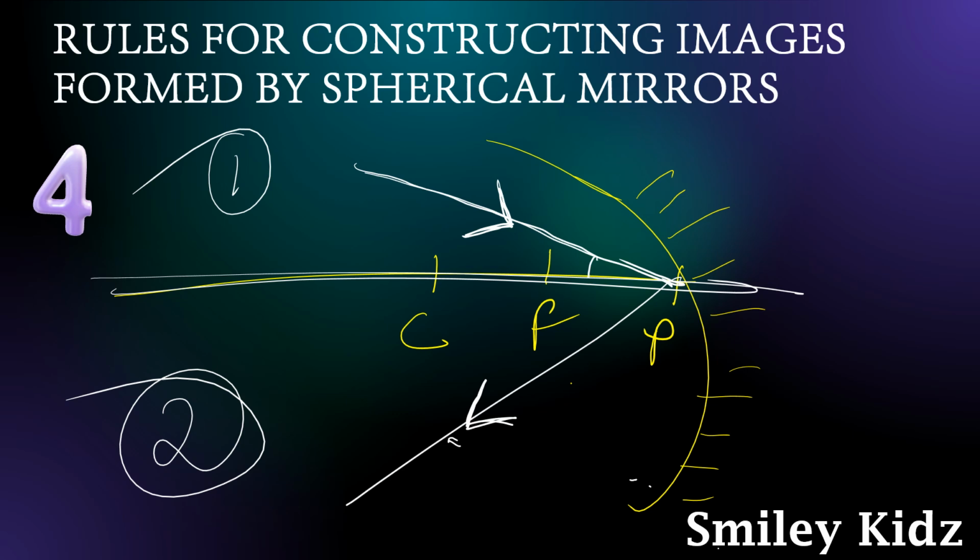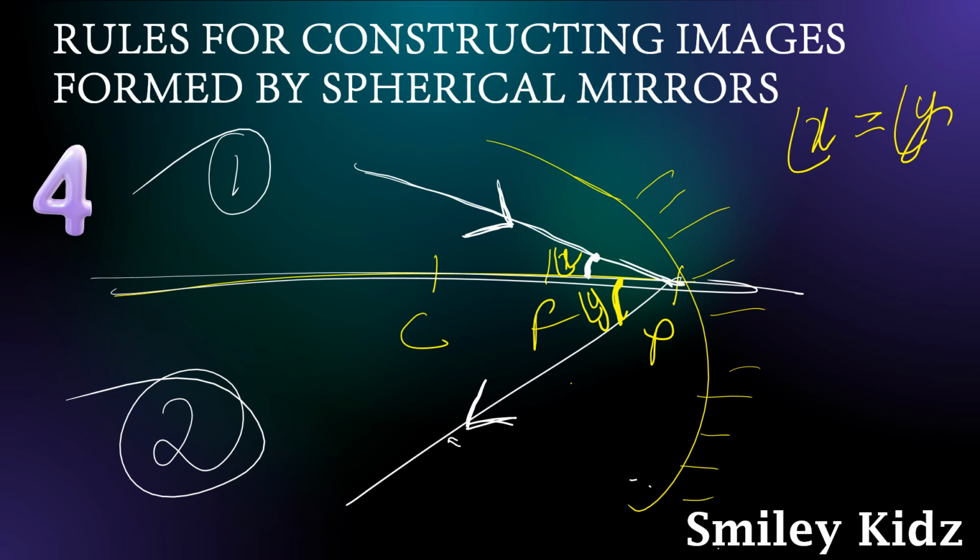And this particular angle which it is making with the principal axis, let's say, is angle x, and this angle which it makes after the reflection, let's say it is y. This means angle x is always equal to angle y. This is what rule number 4 says, because it is obeying the laws of reflection, which means angle of incidence is always equal to angle of reflection.